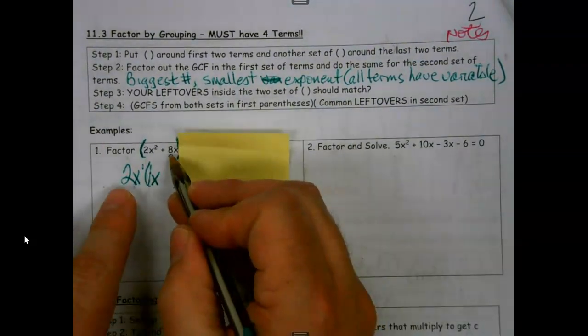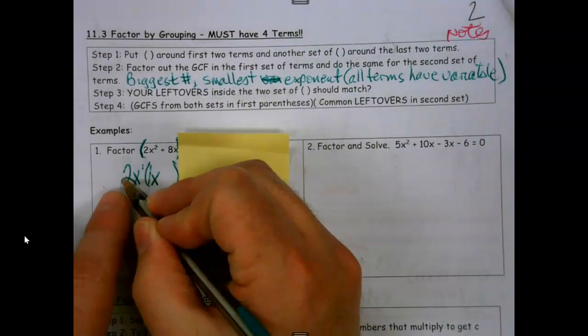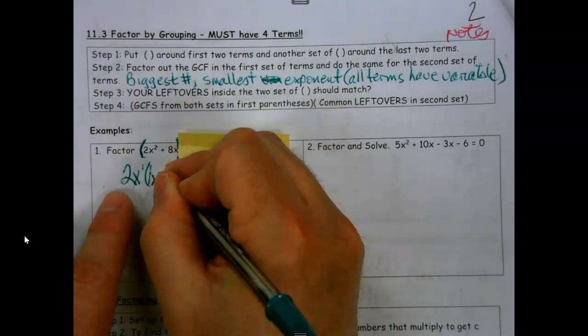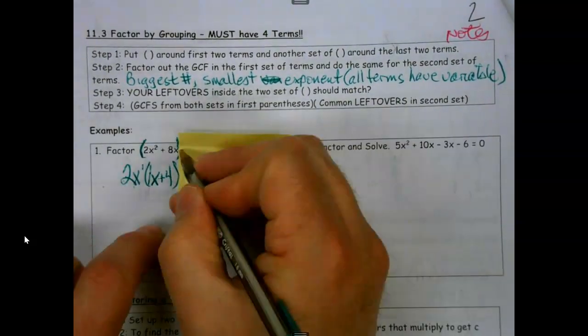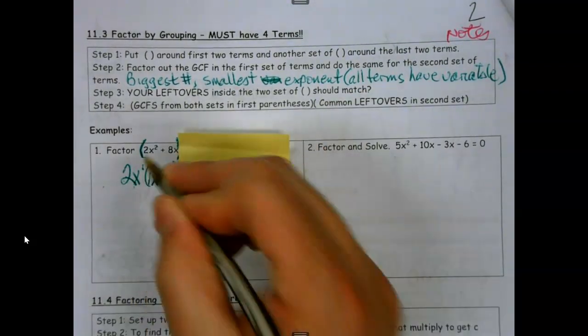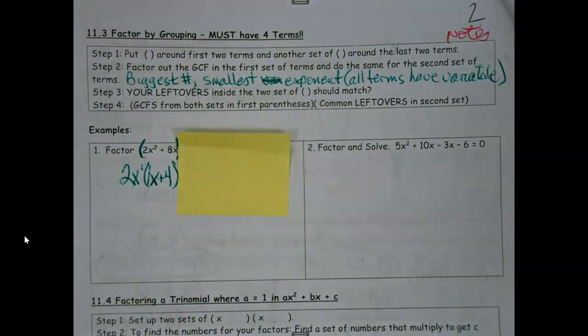And then I move to the next part. 8 divided by 2 is 4. And 1 minus 1 is 0. I do not need to put an x inside the parentheses with my 4. So you're like, okay, we're doing the exact same thing we did yesterday. What's the point? You're about to see.